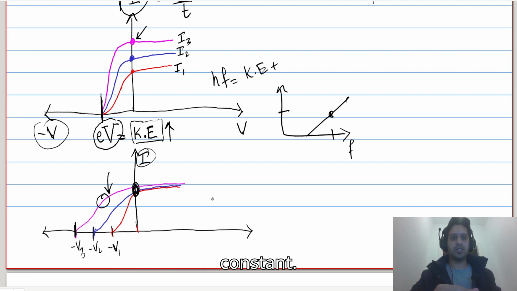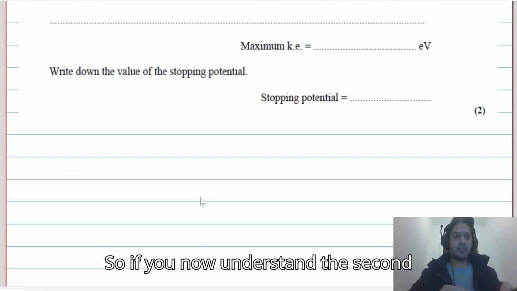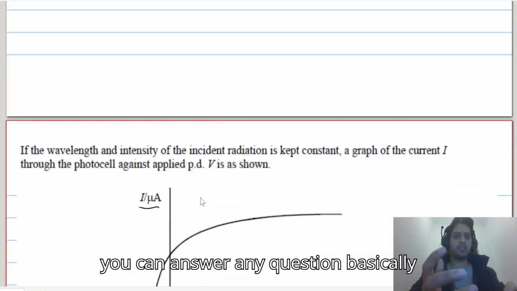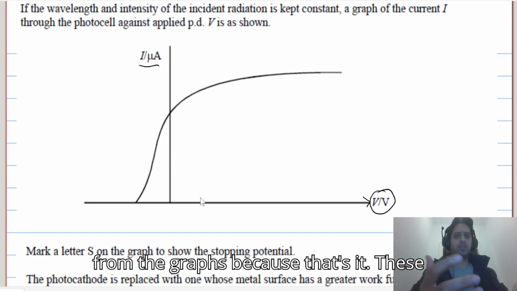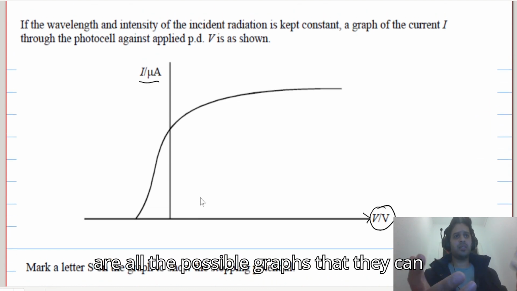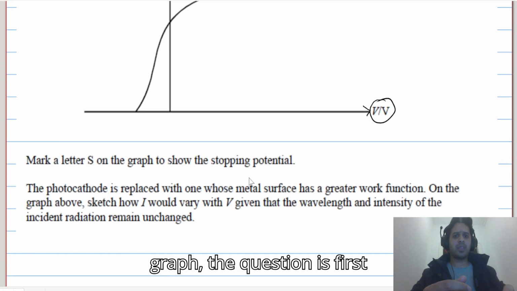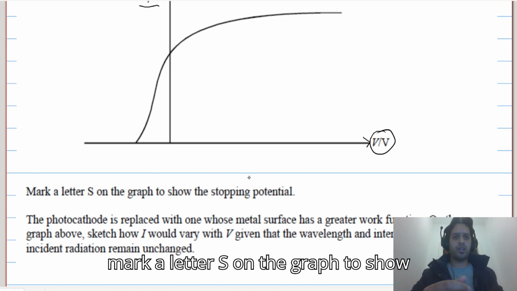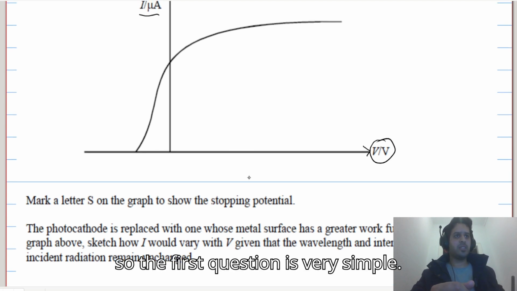The brightness is constant. So if you now understand the second type of graph, you can answer any question basically from the graphs, because that's it. These are all the possible graphs that they can test you on, right? So for example, this graph, the question is, first mark a letter S on the graph to show the stopping potential. So the first question is very simple.